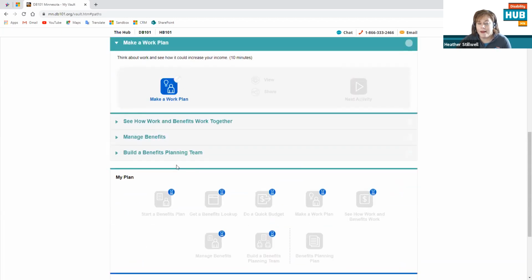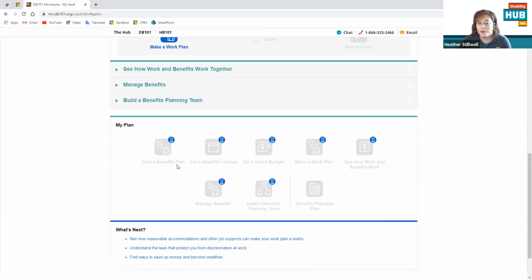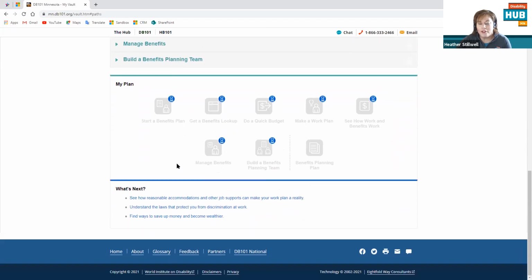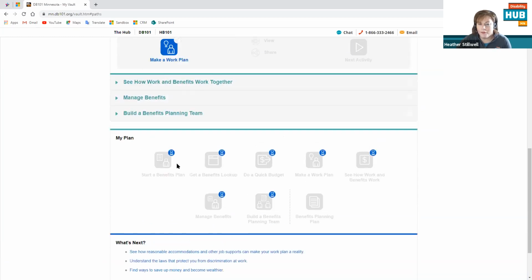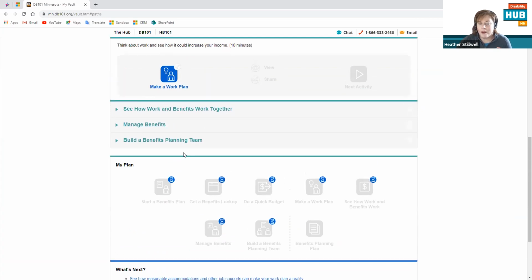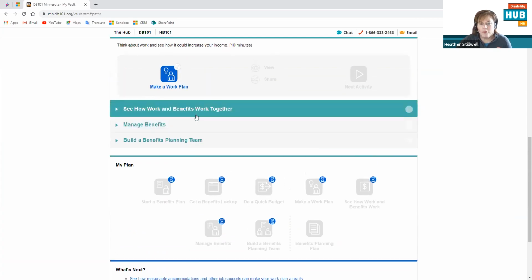Making a work plan is very similar, where it just goes through and asks you some questions about what your ideas are about working, what you would like to do in the future, and some information about what your work experience has been in the past to help you make decisions about what you want to do going forward.